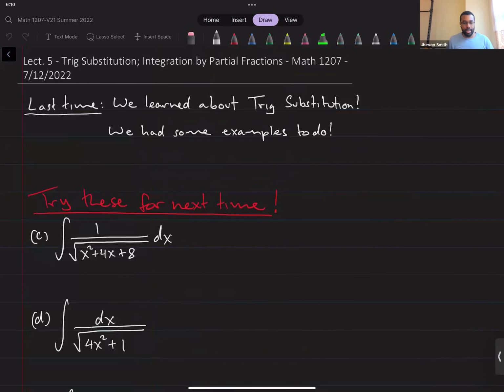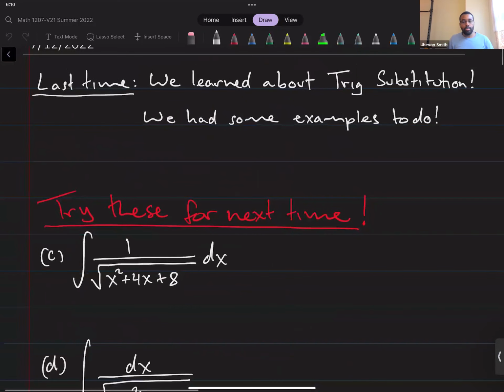today's class, finally. Okay, so last time we learned about trig substitution, and we're going to get through a bunch of examples. So we're going to finish this today. We're also going to start a whole other technique, which is partial fractions. Should be a lot of fun.